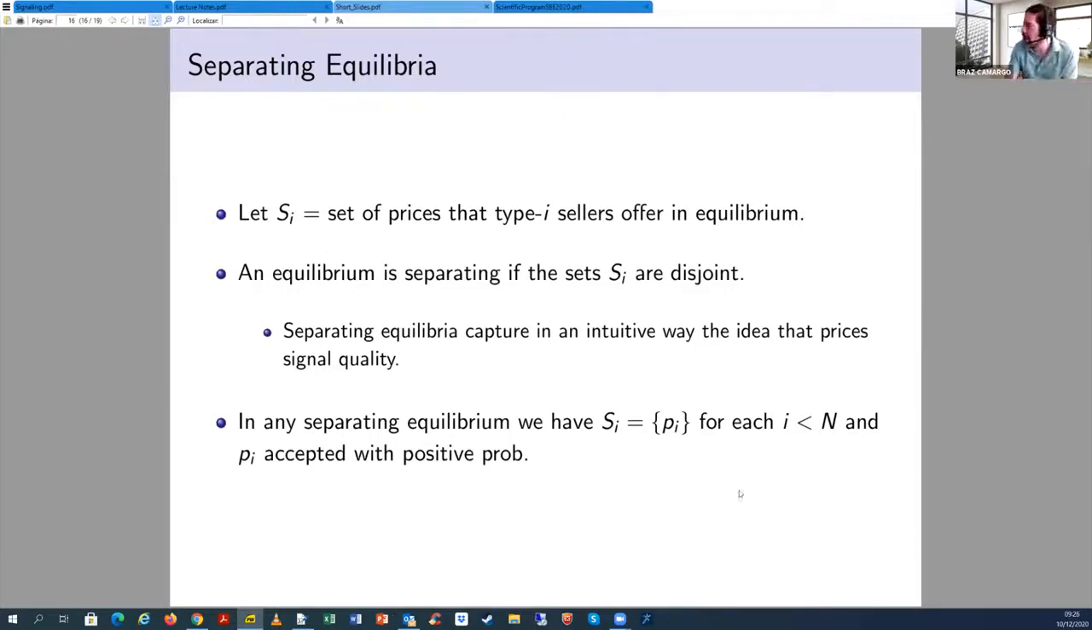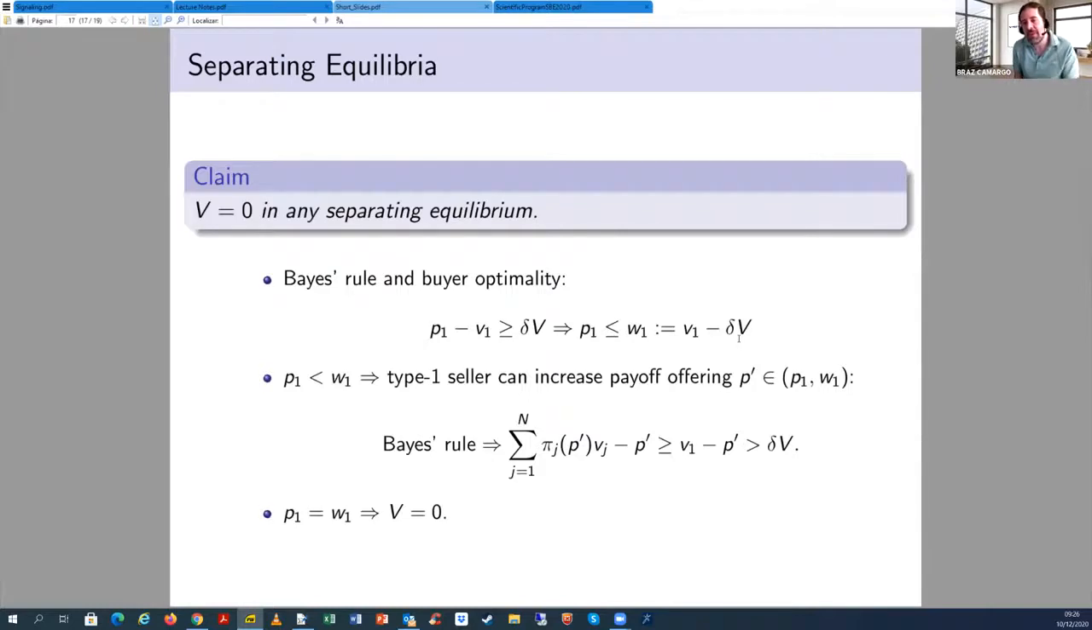So in a separating equilibrium, if I look at any type less than the highest type, this type can only offer a single price, and this price has to be accepted with positive probability. This is a consequence of results that I stated before. Now, the highest type of seller can offer more than one price. If some of these prices are rejected in equilibrium, this is not interesting for what we want to say. So our claim is that V is equal to 0 in any separating equilibrium. Let me walk you quickly through this claim.